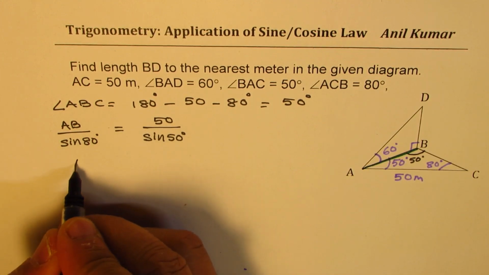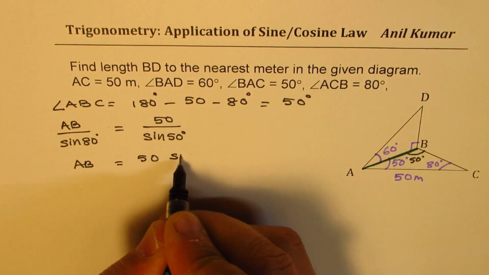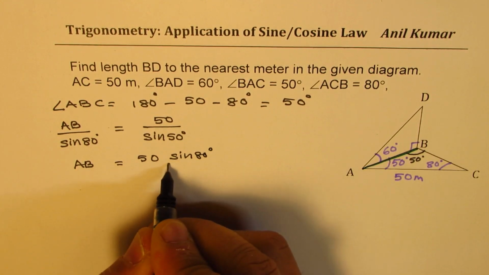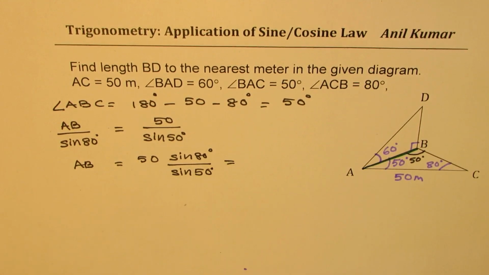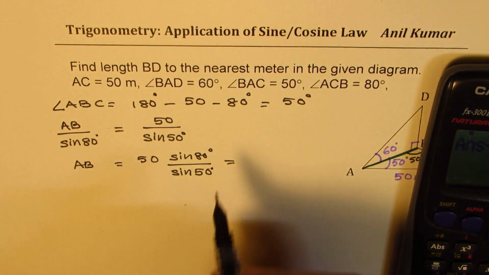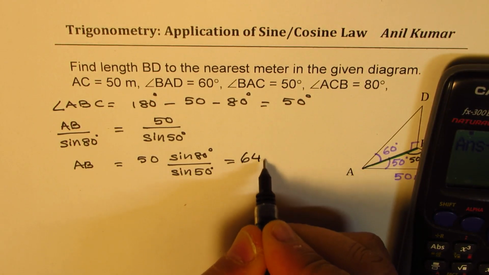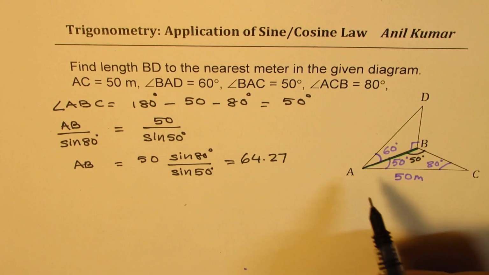So from here, AB is equal to 50 times sine of 80 degrees divided by sine of 50 degrees, which is equal to, let's calculate. So 50 times sine of 80 divided by sine of 50 degrees is equal to 64.278. Okay. Now we know AB.